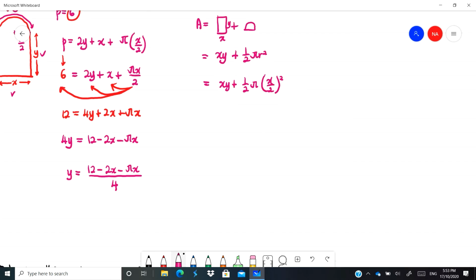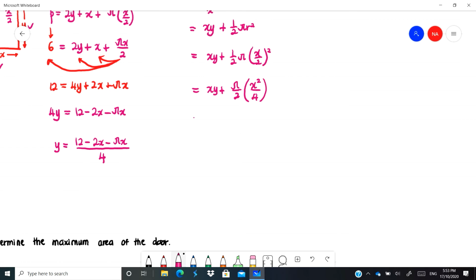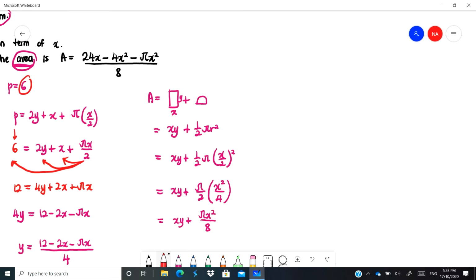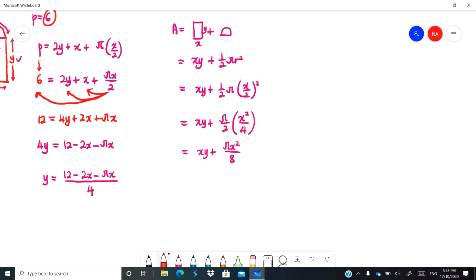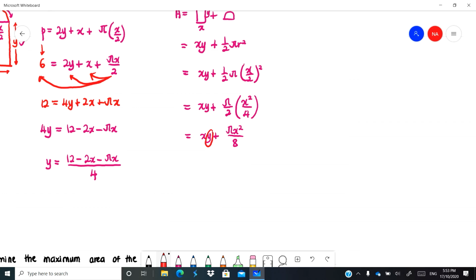Now we simplify this. We have xy plus pi over 2 times x squared over 4, so xy plus pi x squared over 8. We note that in this formula we don't have the variable y in the final form, but everything should be in terms of x. So we let y be given by the formula we found just now, and we substitute it into this formula.